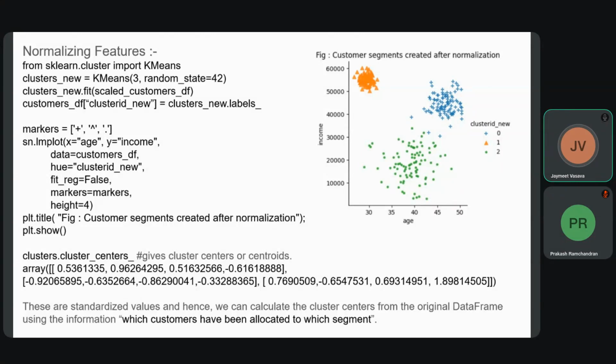So after that, when we try to get the centroids of these clusters, we can get the centroids using cluster_centers_, and get the values in terms of this array. So these are the standardized values of the clusters. So we can calculate the cluster centers from the original data frame using the information about which customers have been allocated to which segments.